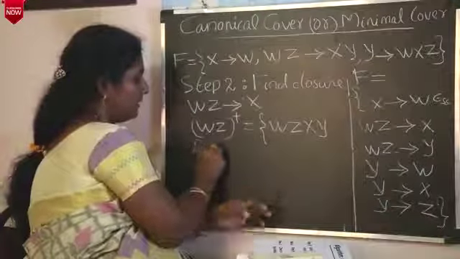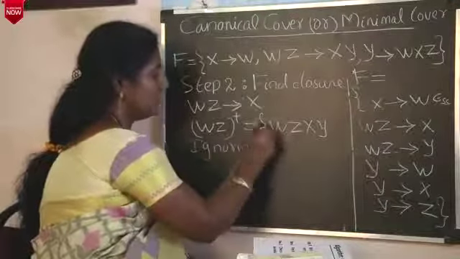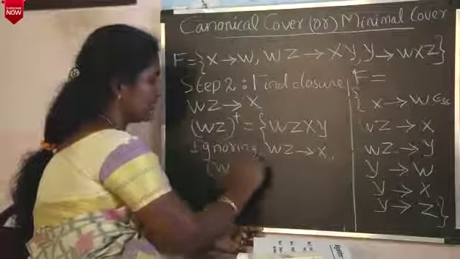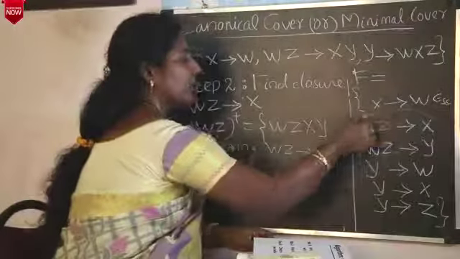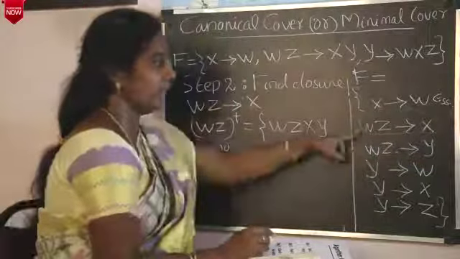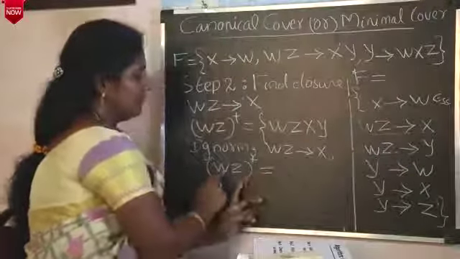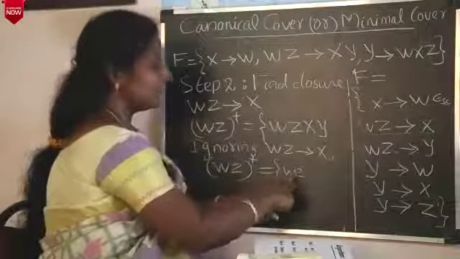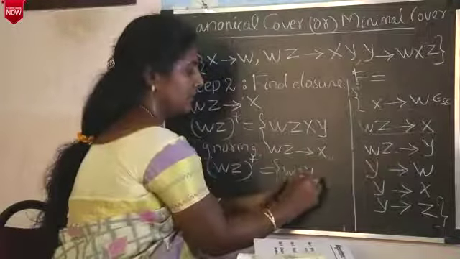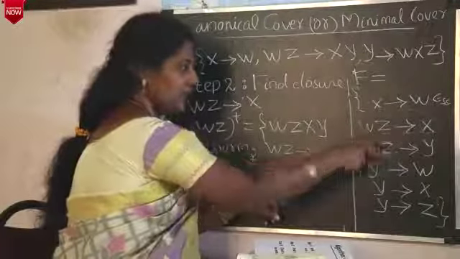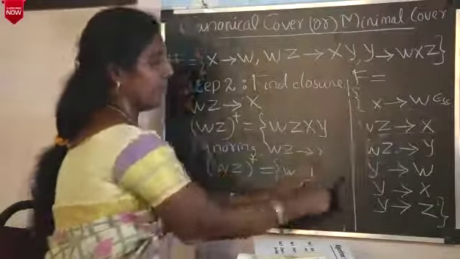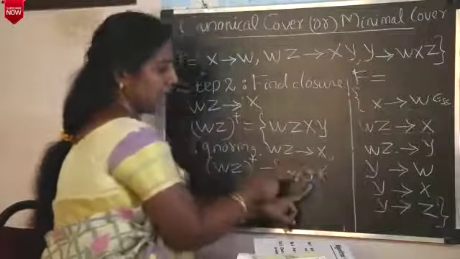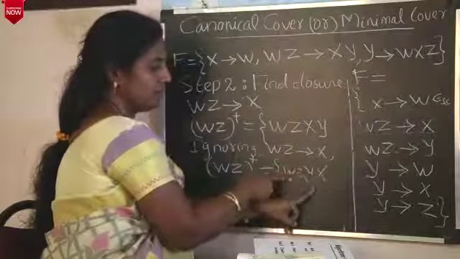Now, by ignoring WZ determines X, what is the closure? We find it. Now we assume that this functional dependency is removed. So what is the closure of this one? WZ is determined by itself. Also WZ determines Y. We are assuming that this functional dependency is removed. So WZ determines Y. Then Y determines W, already included. Y determines X also. Y determines Z, already included. X determines W, also included.